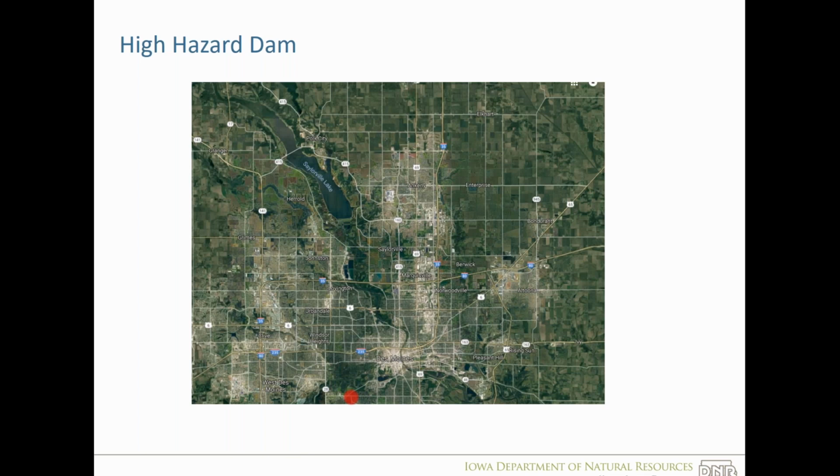Our high hazards, here's one of the most obvious ones, Saylorville Lake upstream of Des Moines, one of our largest. The same would apply to Coralville or Red Rock. But we also have a lot of smaller high hazards, just above a handful of homes, that would be significant or would be high hazard. So obviously if Saylorville Lake failed, we would see significant loss of life in the Des Moines metro.